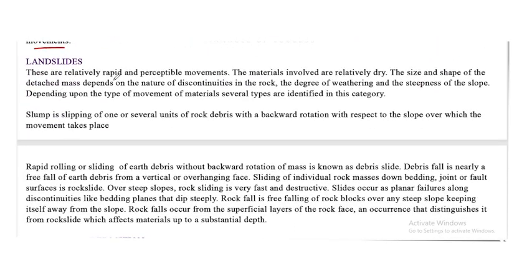These are relatively rapid and perceptible movements. The materials involved are relatively dry. The size and shape of the detached mass depends on the nature of discontinuities in the rock, the degree of weathering, and the steepness of the slope. Depending upon the type of movement of material, several types are identified in this category.